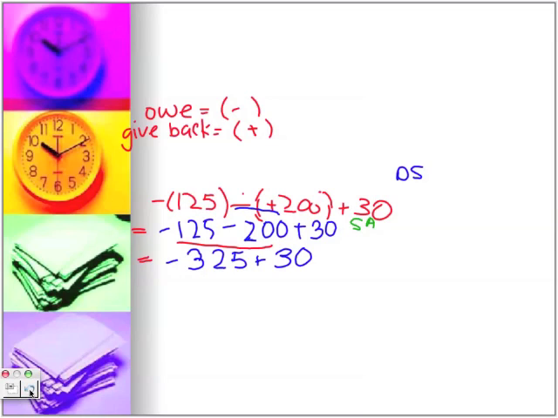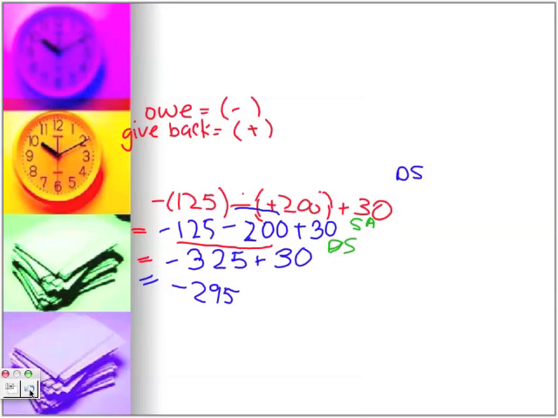Okay, that's 30. Looking at the signs, different or same? Different. So what would you do? Subtract. So what would you do now? You subtract. What's 325 minus 30? 295. And in order to figure out the sign, what do you look at? The bigger number. What's the sign of the bigger number? Negative, right? So the sign of the final answer would also be negative.